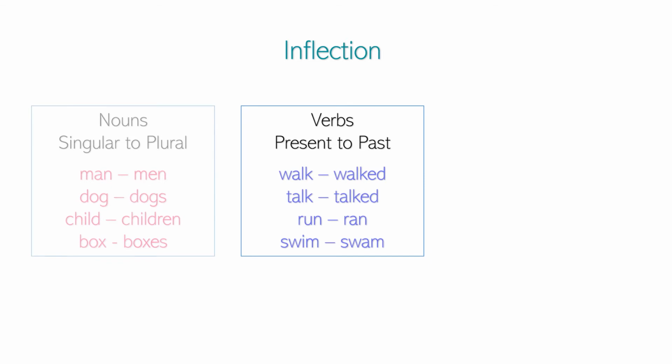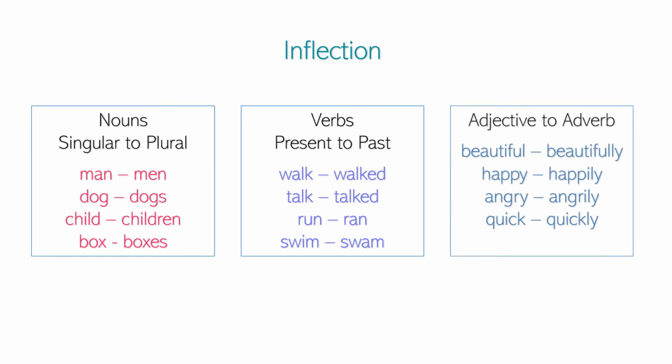Inflection. So inflection has to do with the change in form of words. So as you can see these words: man, dog, child, box, walk, talk, run, swim, beautiful, happy, angry, quick. These are known as the base forms of these words. So these are known as nouns, and these are verbs, and these are adjectives, what's on the left here. So these are what you call the base form. So when we change this base form to another different form, that is what we call inflection.